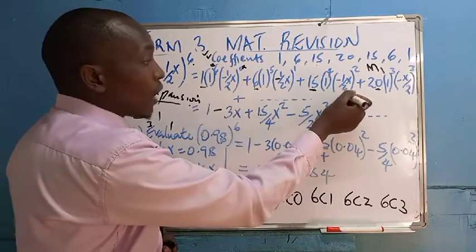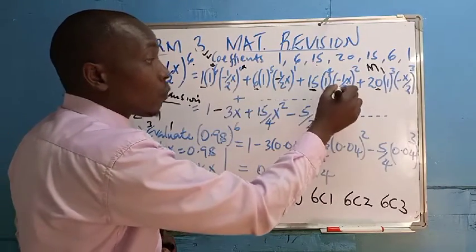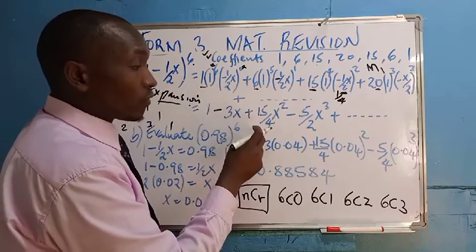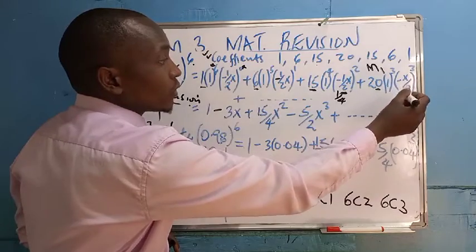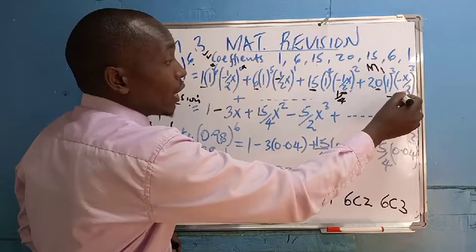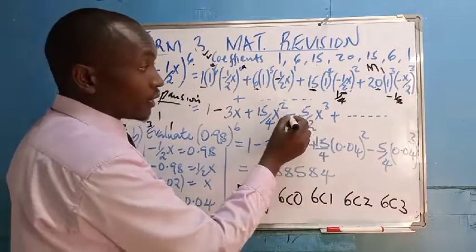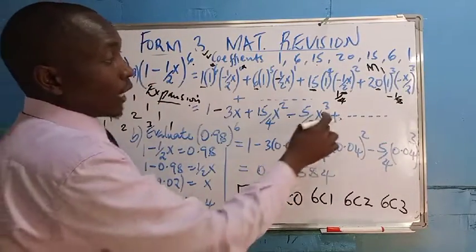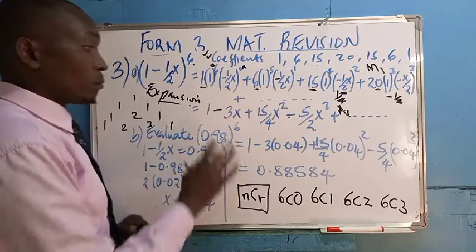We go on. Now we are talking about negative a half times negative a half. You get 1 over 4. 1 over 4 multiplied by 15 is 15 over 4, x squared. Again, now here you'll be doing negative a half raised to power 3. That would be negative 1 over 8. So it will be 20 over 8, and there's a negative because of this. If you simplify, that is 5 over 2, x raised to power 3. And with that, the student has the expanded form there.